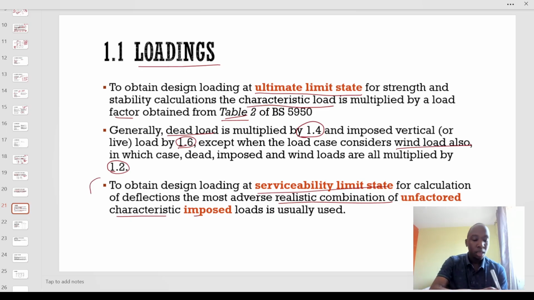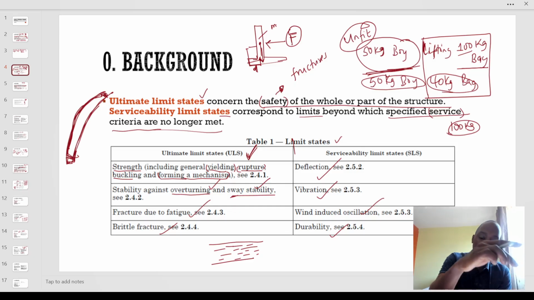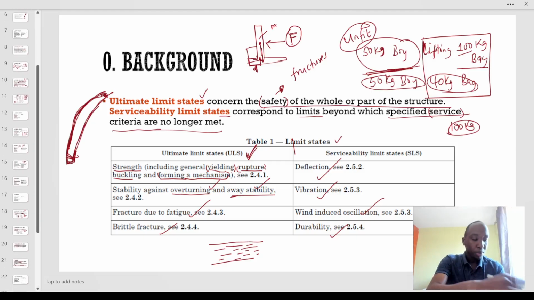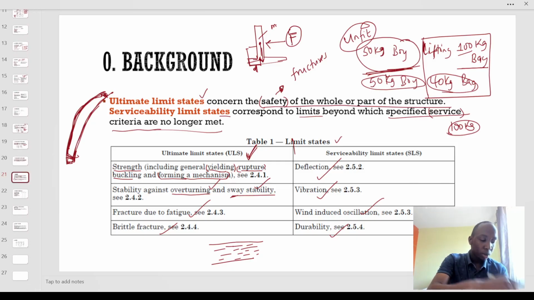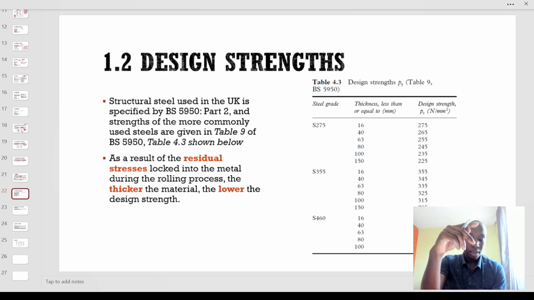We will see how this happens when we are considering things like deflection, and what else? We had some other parameters here. Table 1: deflection, vibration, wind induced oscillations. That's how we are going to see how those factors will be utilized.